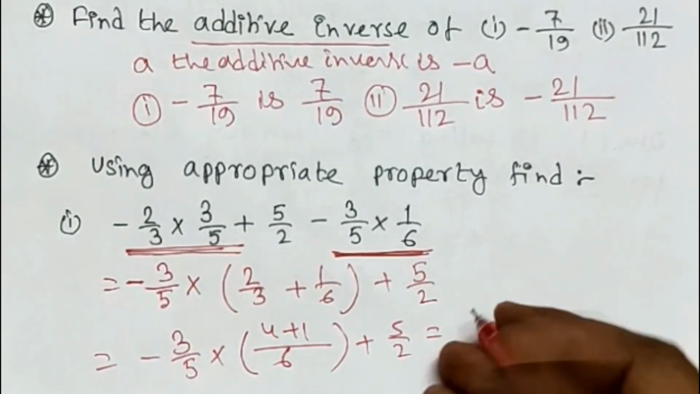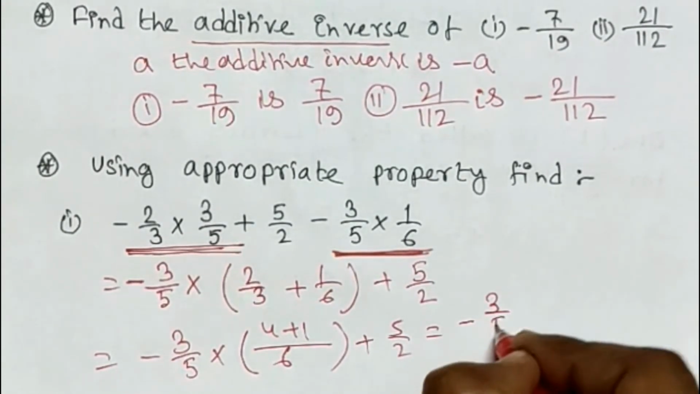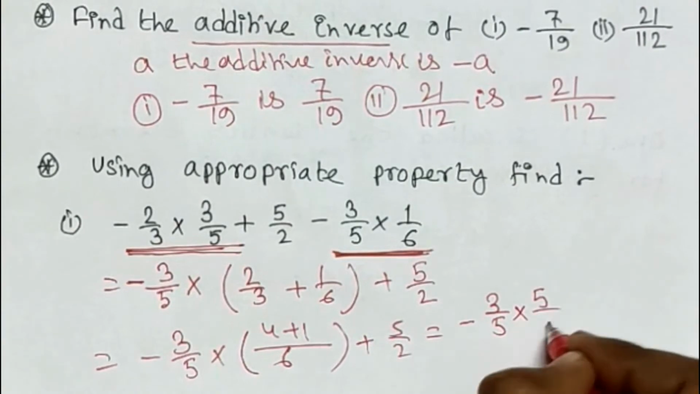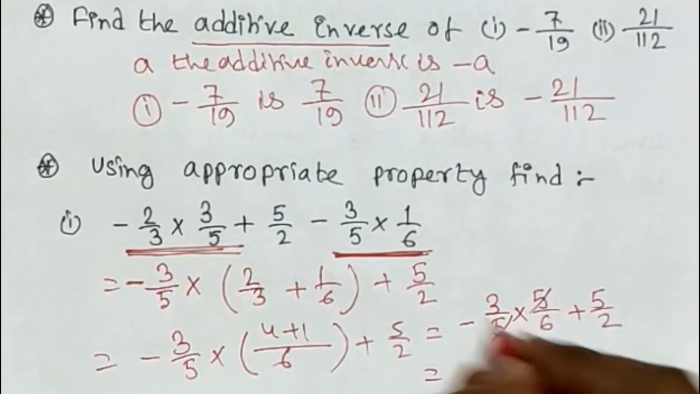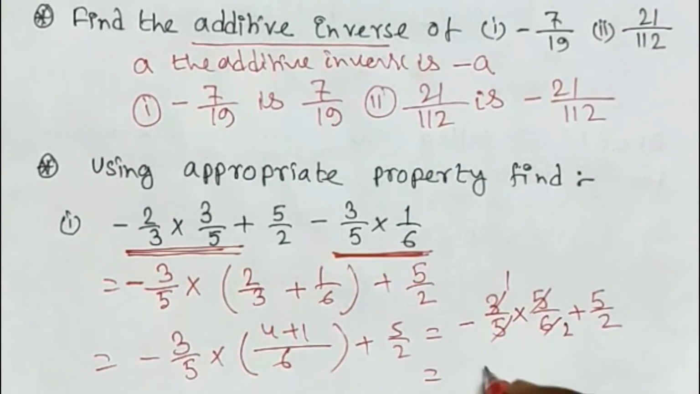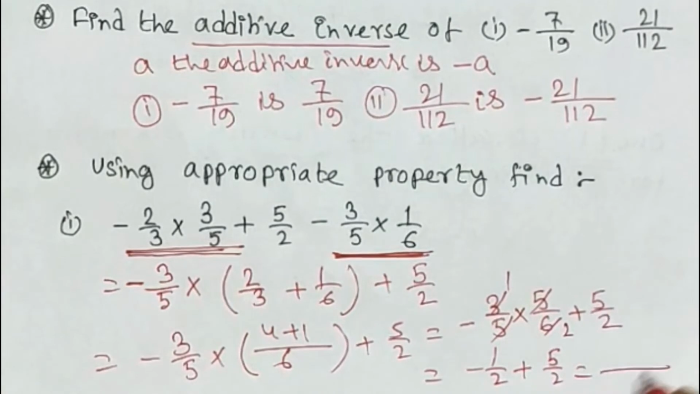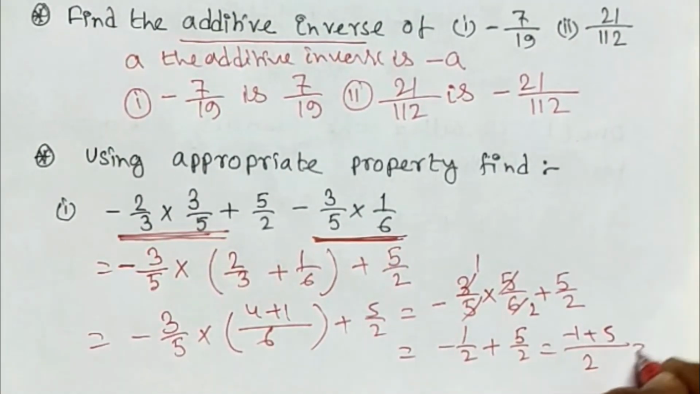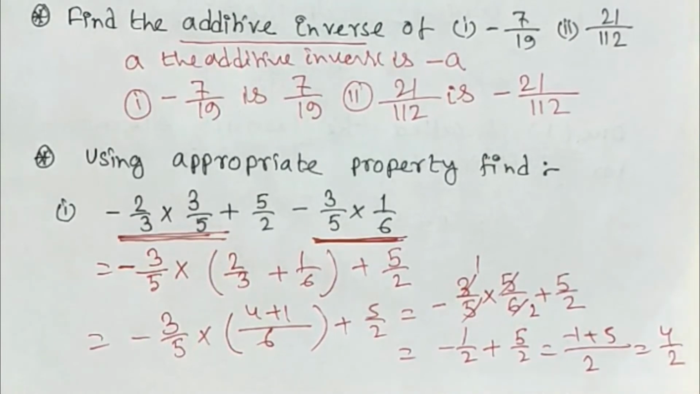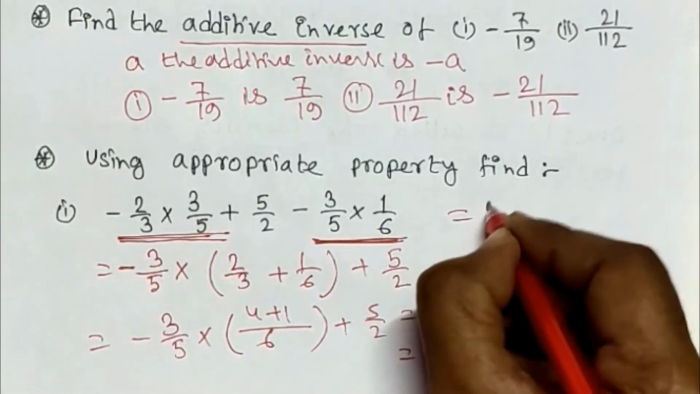This is equal to minus 3 by 5 into 5 by 6 plus 5 by 2. If we cancel out, then we will get minus half plus 5 by 2. Now simply we add them, then this will give us 4 by 2, which is equal to 2. So the answer is 2.